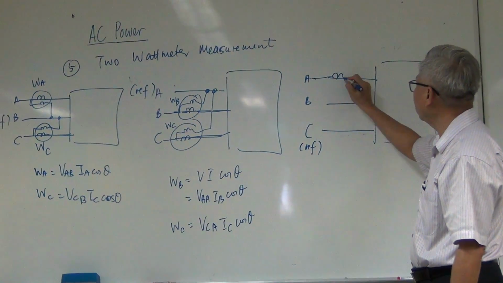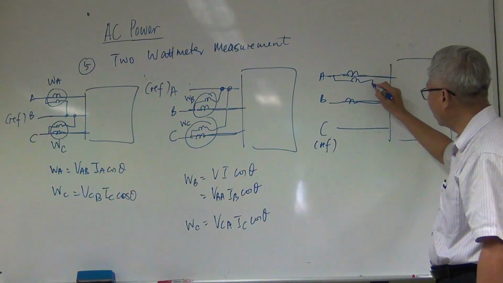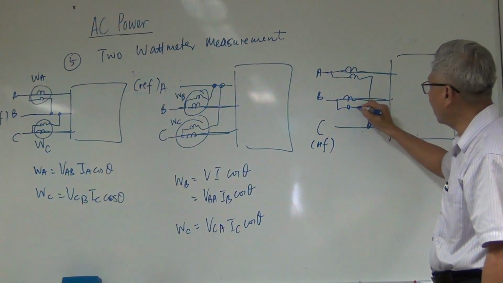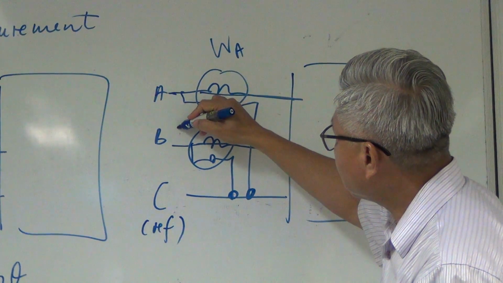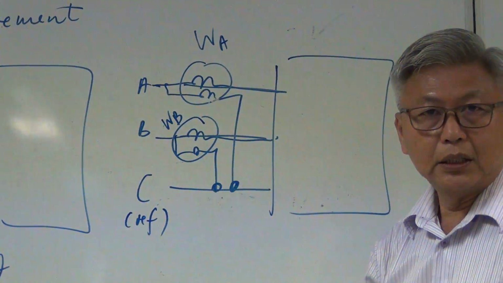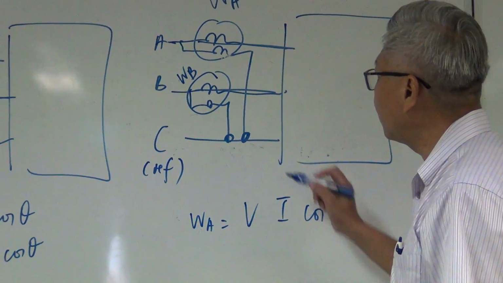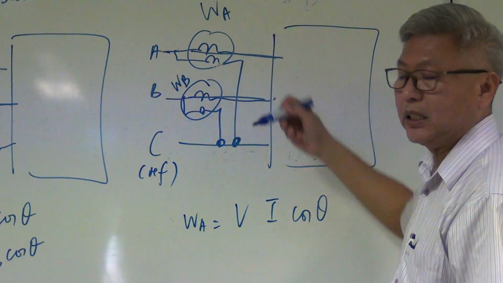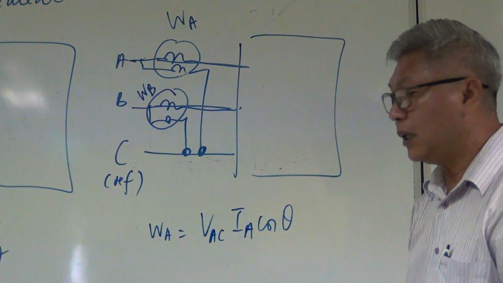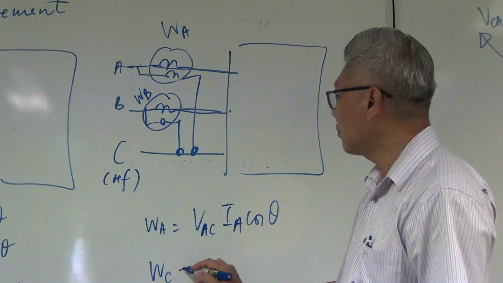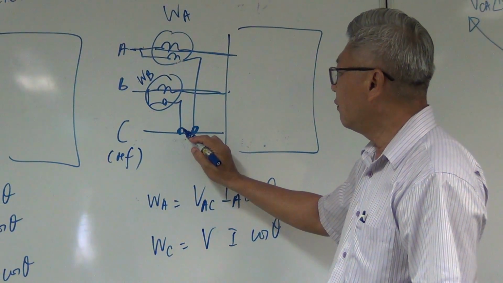So the current coil, measure IA. Current coil, measure IB. The voltage coil now go to the reference. So this is WA and this is WB. Right? So let's try WA: VI cosine theta. Which V? VAC. Which I? IA. Right? How about WC? WC will be VI cosine theta again. Which V? VC.